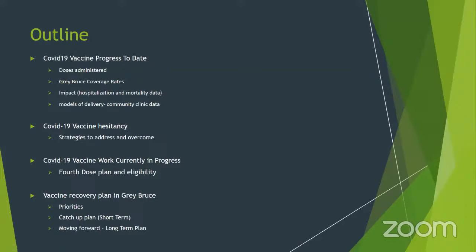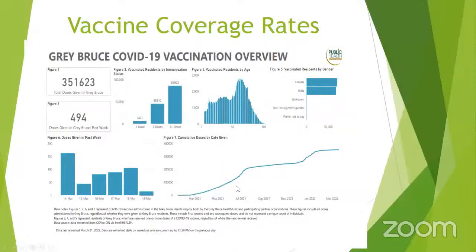So as I just mentioned, we're going to discuss our progress to date, talk a little bit about vaccine hesitancy, the work that the team is currently doing, and then our plans as we move forward into recovery. So this data is as of March 2022, and you can see that Grey Bruce has delivered over 35,000 doses of COVID vaccine at that time. So this number here would be reflective of all of our delivery channels. So that would be pharmacy and primary care, as well as what we as a health unit have delivered.